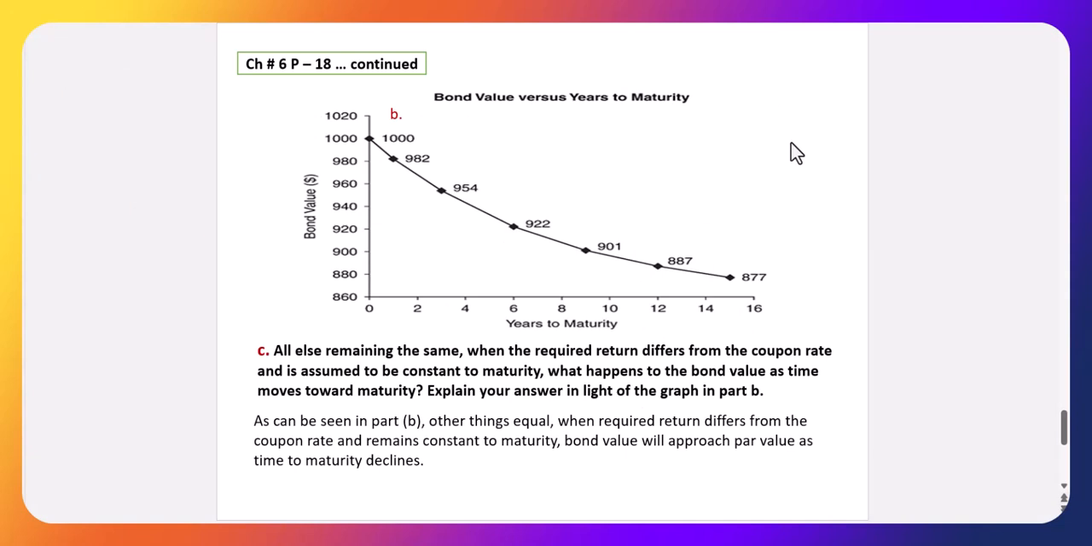As we can see from the price of the bond and the yield to maturity, when the required return differs from the coupon rate and remains constant to maturity, bond values will approach par value as time to maturity declines. And you can see this curve reaching the par value of $1,000 as the years to maturity decline.